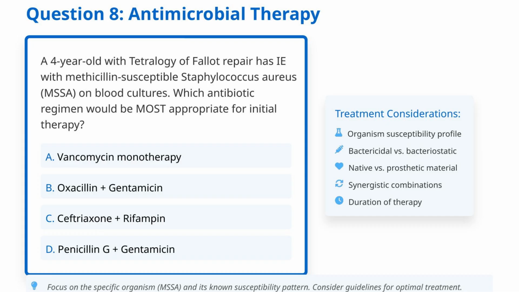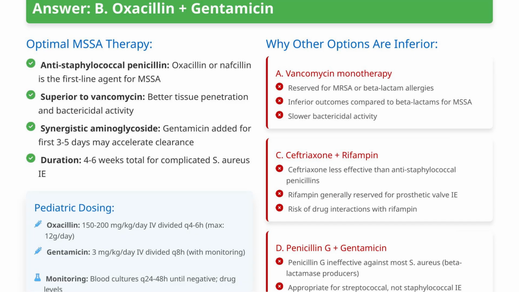The options are A. Vancomycin monotherapy, B. Oxacillin plus gentamicin, C. Ceftriaxone plus rifampin, or D. Penicillin G plus gentamicin. As you consider this question, focus on the specific organism MSSA and its known susceptibility pattern. The correct answer is B.